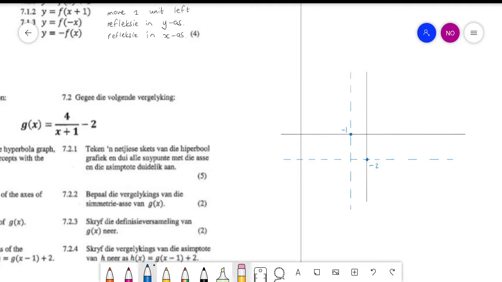Okay, stimulus saam 4 is positief. So the shape of my asymptotes, of my hyperbole will be something like that.